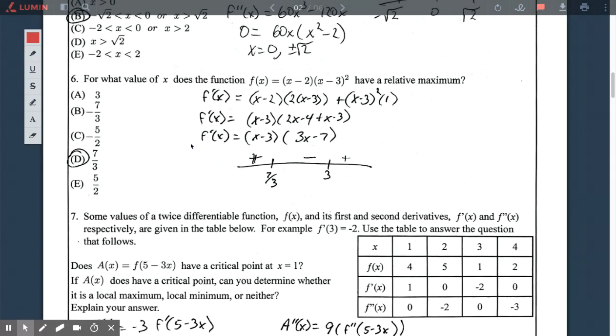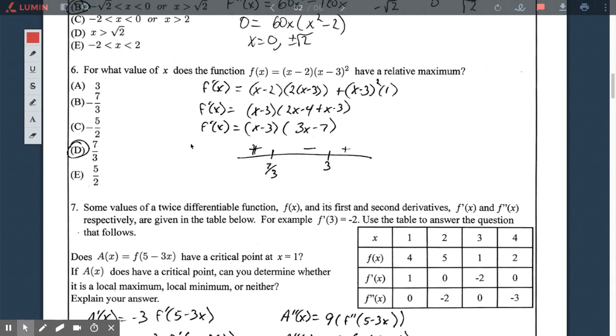Relative maximum, we get that from the first derivative. You can use the first derivative or the second derivative test. In this case, I'd probably just go with the first derivative because it's easy to do the sign line.